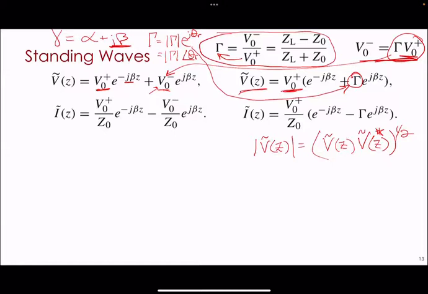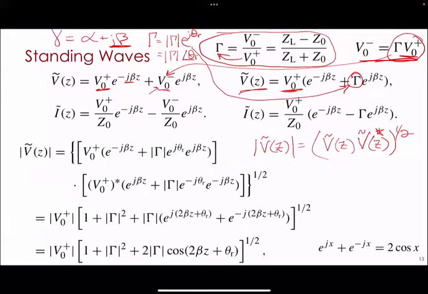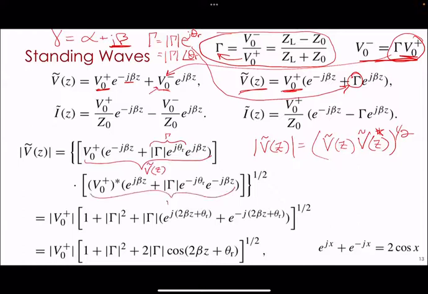Our v tilde at z, we just have v0 plus e to the minus j beta z plus magnitude of gamma e to the j theta r times e to the j beta z. Okay, that's this. So this part is gamma, and this whole thing is v at z. This whole thing is v at z complex conjugate. So let's talk about where that one comes from.